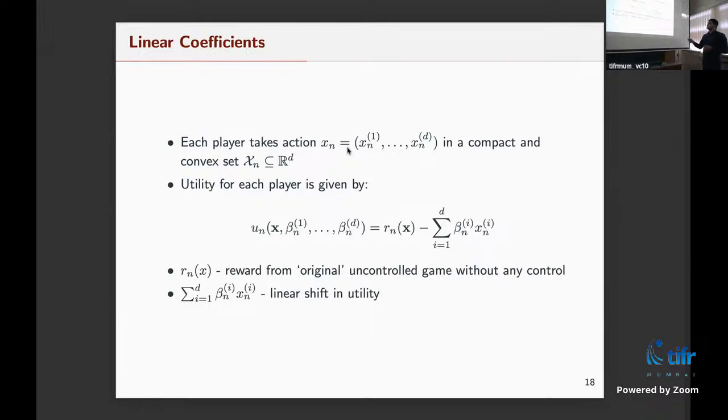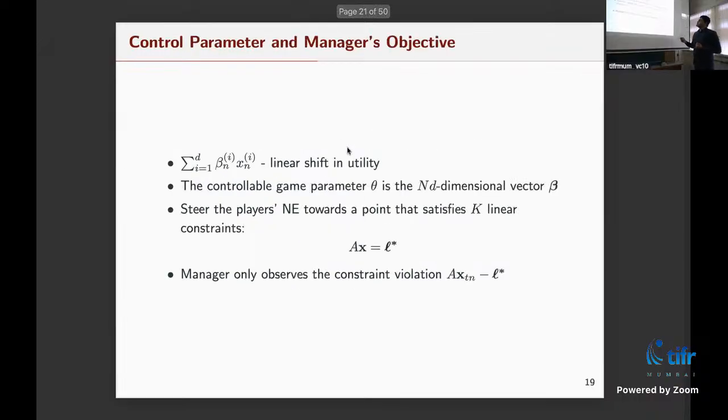The utility now is given by two terms, the R_n of x and a linear shift. So R_n of x you can think of as an underlying original game, the reward coming from that. And the second term is the linear shift, which the manager is able to control. As I said, this linear term is what the manager controls.